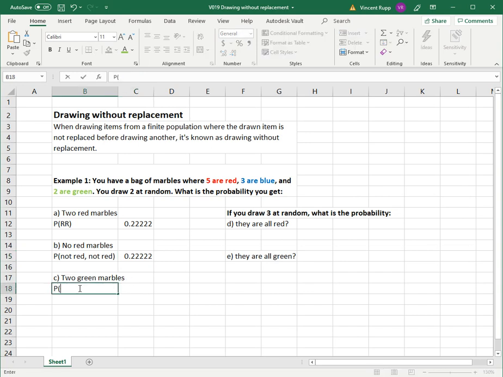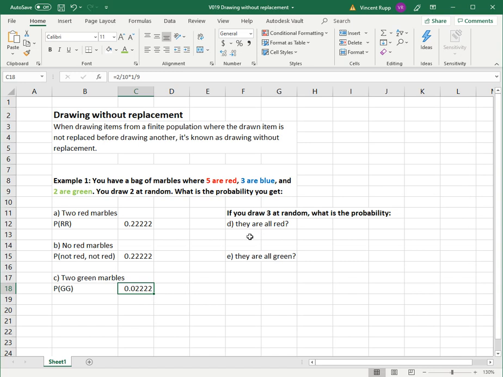2 green marbles, probability of green, you do the same way. The first one, there's 2 green out of 10 total, and then multiply that by the second one, there's 1 green out of 9 total. So, oh, I'm really fixated on 2s today, subconsciously maybe, but you get 2.22%.